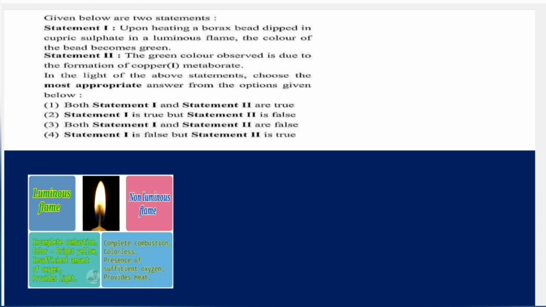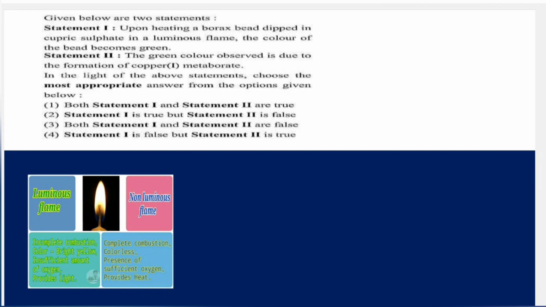First of all, what is the meaning of a luminous flame and a non-luminous flame? See, a luminous flame means incomplete combustion, bright yellow, an insufficient amount of oxygen, and it provides light. A non-luminous flame is complete combustion, colorless, with sufficient oxygen, and it provides heat.